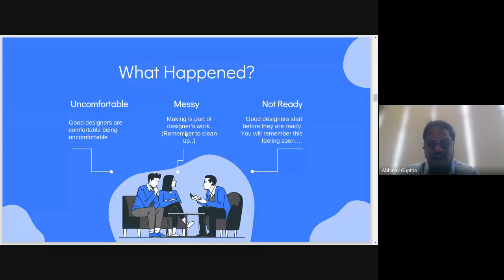Right, what happened right now? You were completely uncomfortable when I said it, and most of you are not speaking also, right? And this whole session is uncomfortable for you, but that is what makes a good designer, right? Being comfortable with uncomfortable things. That's the first rule. And second, it was messy. You can see how the diagram of Sai was, right? It was all messy around, and he could not see what was happening.